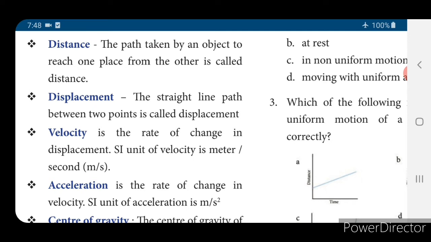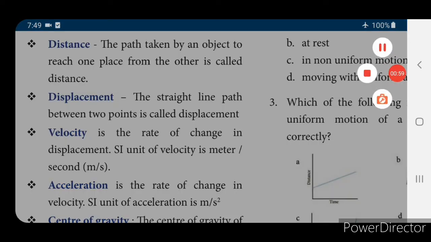Displacement: the straight line path between 2 points is called displacement. It is the shortest distance. Then velocity is the rate of change in displacement, and the SI unit of velocity is meter per second. Then acceleration is the rate of change in velocity. The SI unit of acceleration is meter per second square. Now we'll see the rest of the lesson.